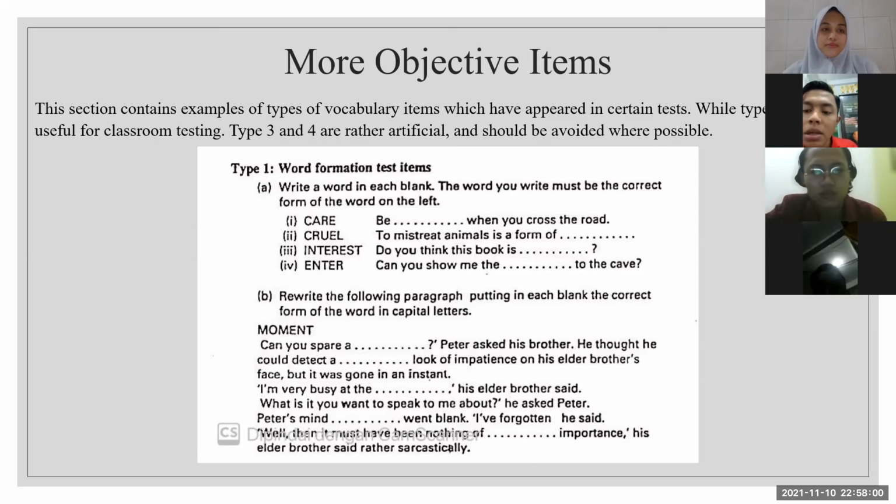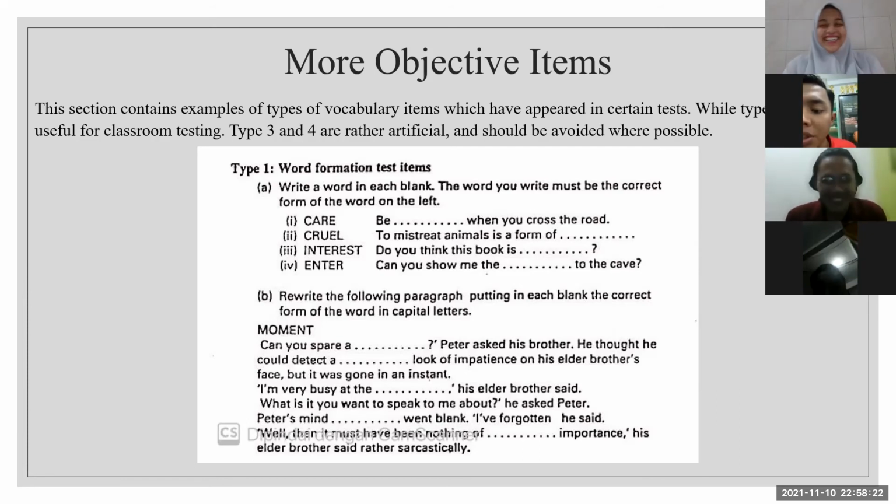This section should contain examples of the types of vocabulary items which have appeared in certain tests. While type 1 and type 2 are useful for classroom testing, type 3 and type 4 are rather artificial and should be avoided where possible.